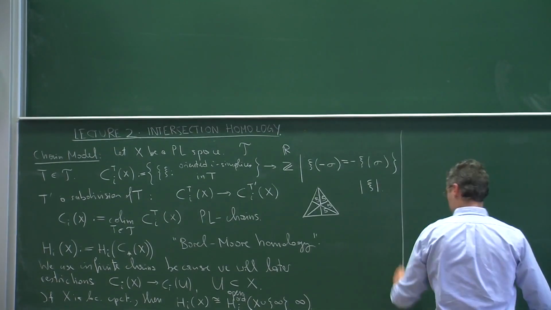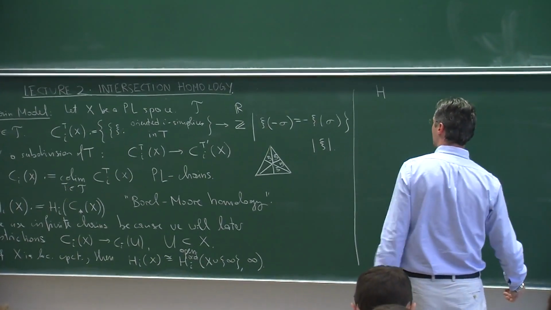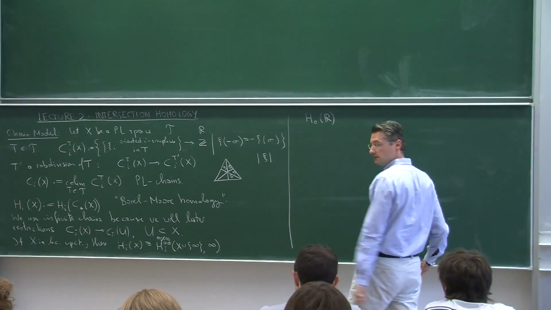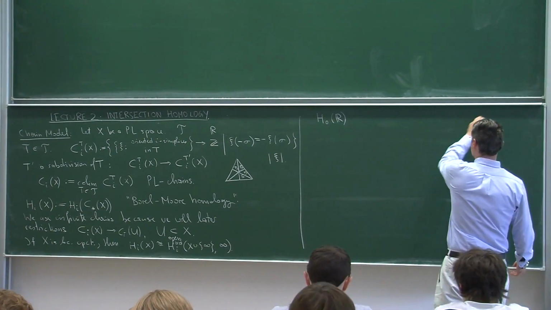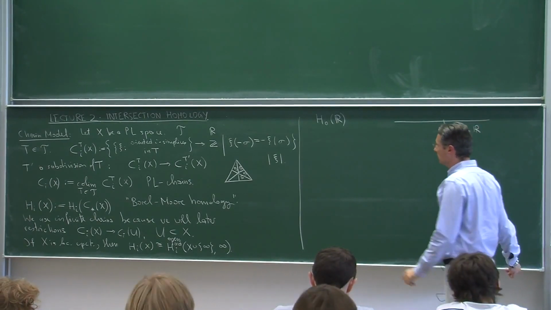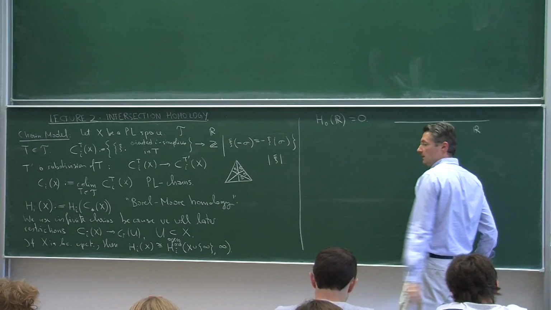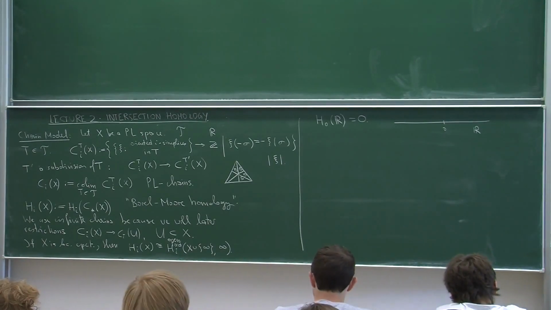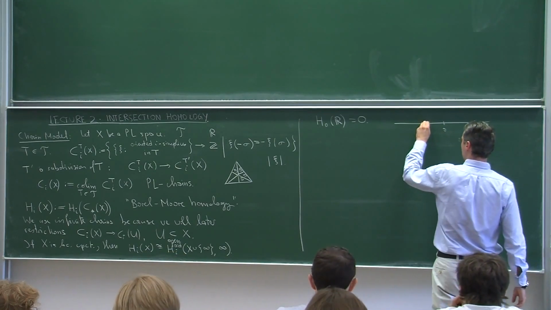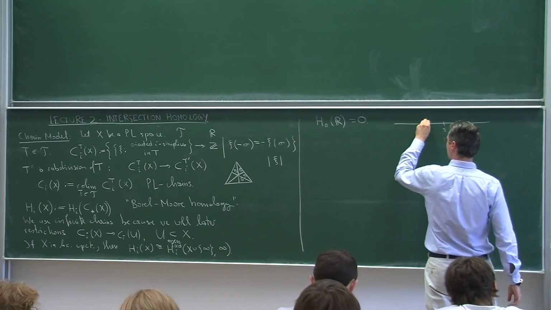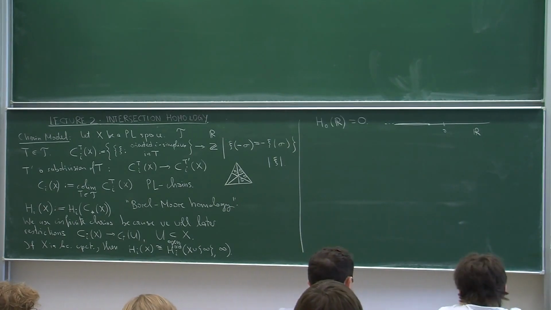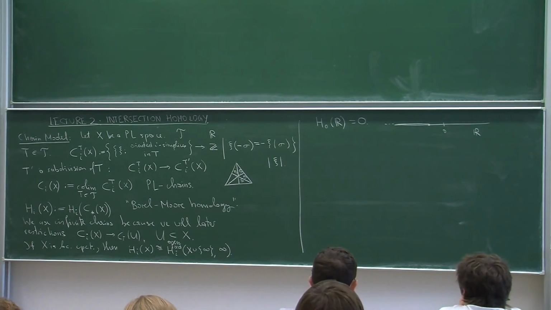For example, H0 of the real line is 0. In ordinary homology, the point would be a generator, but here it isn't because it bounds. Because if you take any point, you can just take that infinite chain and it bounds that chain. Therefore, the homology is 0 in degree 0.